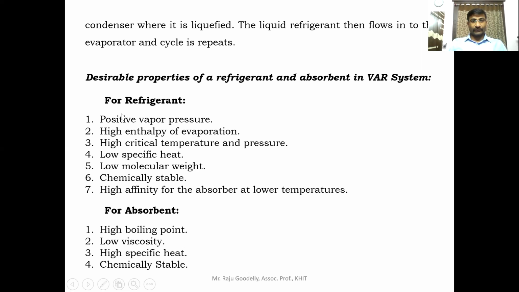Refrigerant flows across the cycle, but absorbent does not flow across the cycle. Absorbent flows across the generator, pressure reducing valve, absorber and pump. In the total cyclic process, the refrigerant will flow, but the absorbent flows only partially in the system. Let us look at the desirable properties for refrigerant and absorbent. What are the properties required for the refrigerant and absorbent used in the VAR system?